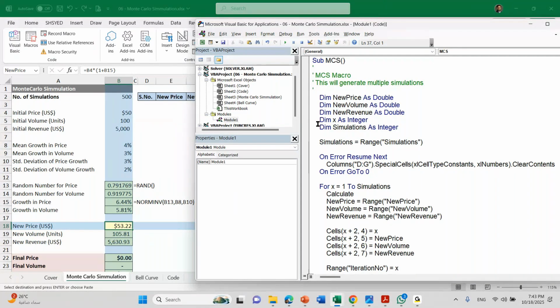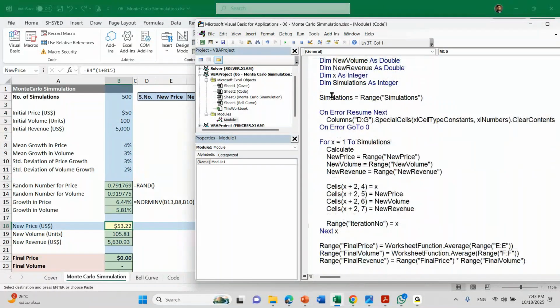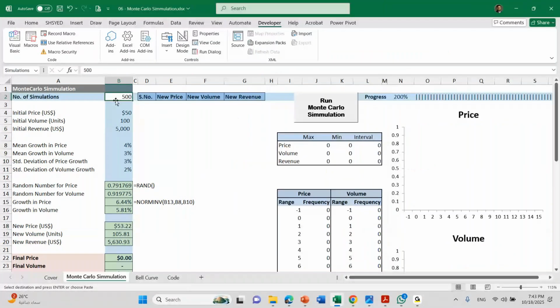This is the number of simulations defined here. We want this macro to run 500 times and give us the results of those 500 runs, 500 times copying and pasting of the values. Then simulations is defined as simulation, and this is also a name range in the file. And you see, if I click here, you see the word simulations.